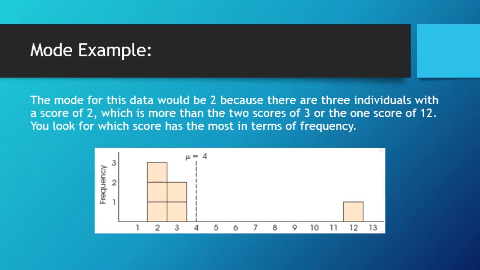Here's another example. The mode for this data would be 2 because you can see there are 3 individuals that have a score of 2. Your goal is to find the one that has the most. And this is more than the 2 scores of 3 or the 1 score of 12. You look for the score which has the most in terms of frequency or repeated scores.